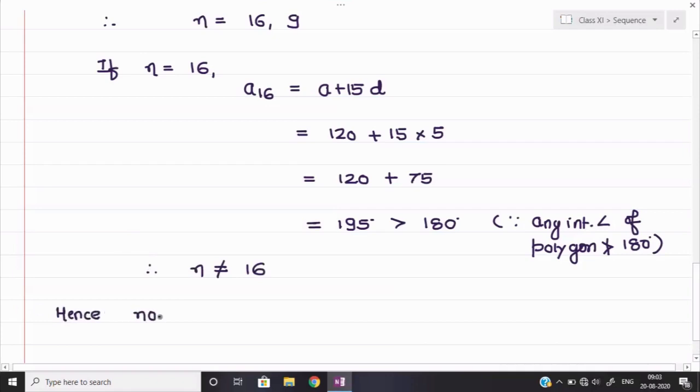the number of sides in a polygon. Now here remember, since I am concluding, I am writing about the sides. The number of sides in a polygon is 9, we can say. Okay, number of sides, or you can say number of angles.